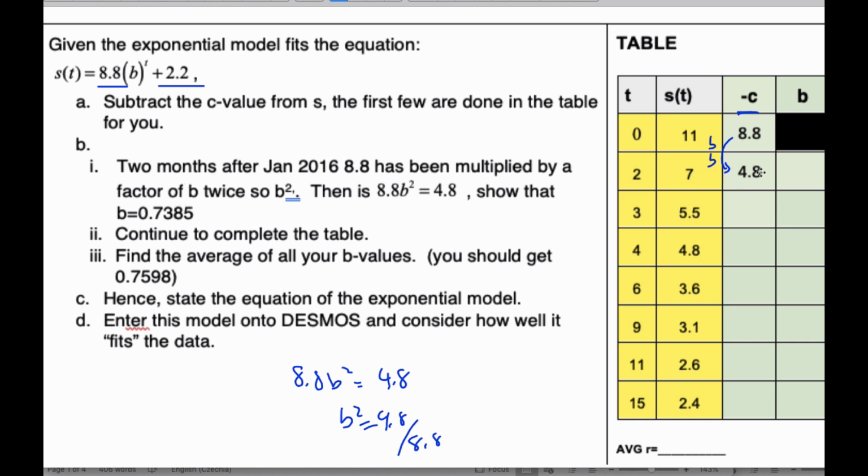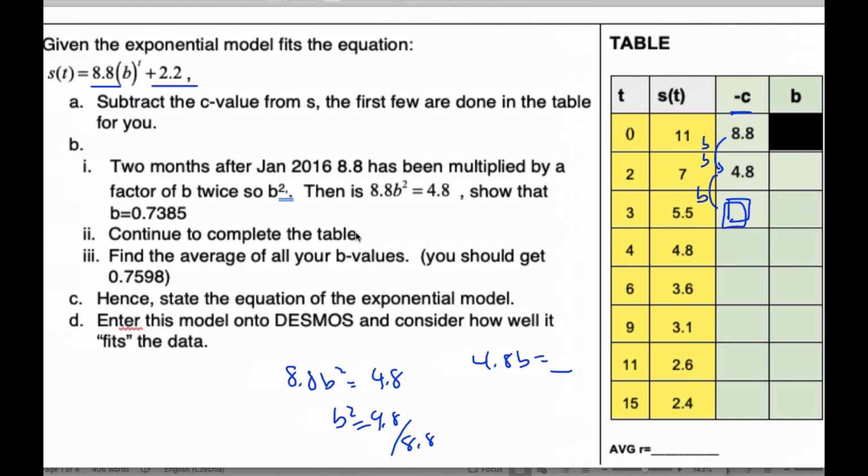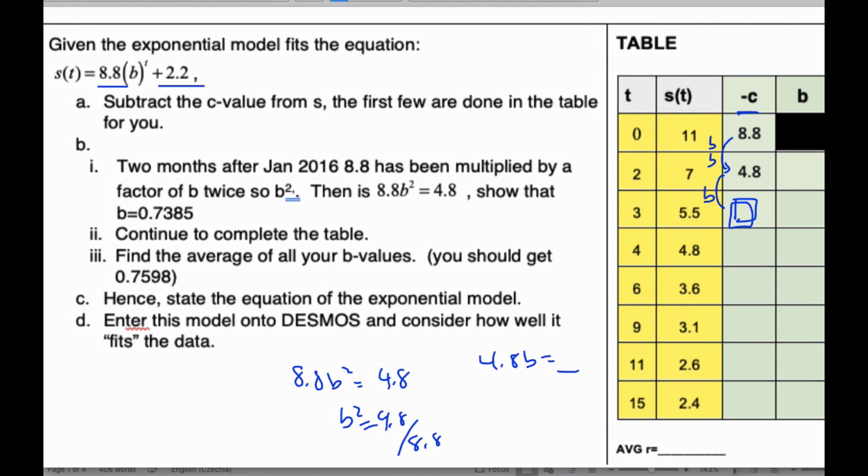When I go from 4.8 to whatever this value is, going from 2 to 3, that's multiplied by 1 B. So 4.8 times B will give whatever this value here is in the square. And so I want to finish this table off. And when you're done, if you've done it similarly, here's the table you should get. You should get 0.7598. Here are all the values. And that will give you your model.